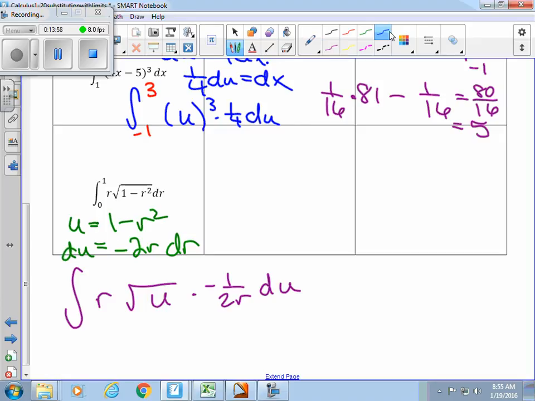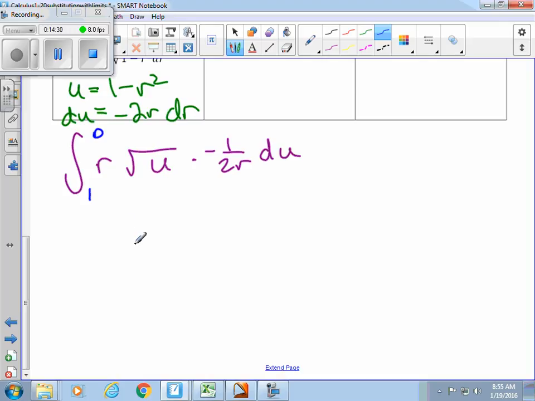Here's the new thing. This is the only new thing for the day. Instead of from 0 to 1, this will be from 1 to 0. How'd you get 1 to 0? I plugged in 0 into 1 minus r squared, and I plugged in 1 into 1 minus r squared. Now, those limits are backwards. I don't care. I'm going to work it as it sits. It's a variable change. It is what it is.